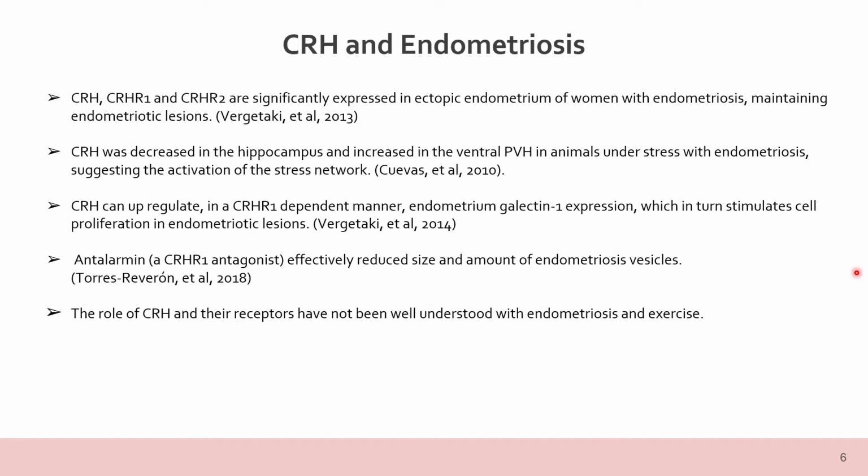CRH can maintain inflammation through galectin-1. Why? Because CRH can upregulate, in a CRH receptor 1 dependent manner, endometrium galectin-1 expression, which in turn stimulates cell proliferation in endometriotic lesions. In addition to this, it is known that antalarmin, a CRH receptor 1 antagonist, can reduce endometriosis vesicles in size and amount. We have this information, and yet the role of CRH and the receptors has not been well understood with endometriosis and exercise.